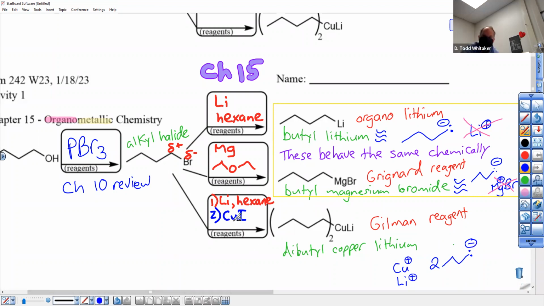So copper didn't change its oxidation, did it? Copper was +1 in the beginning, copper's +1 at the end. This is not about redox. The redox was in step 1. This is just about exchanging lithium for copper, the second step. Okay? That's how you make Gilman.